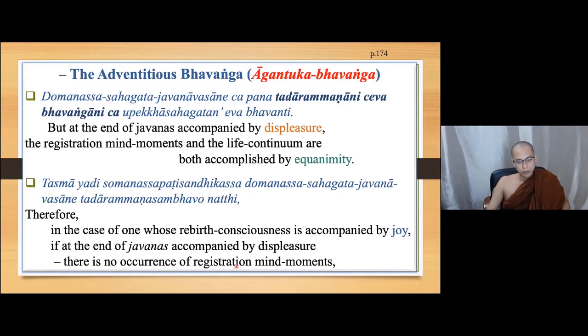So if the registration arises, the registration accompanied by equanimity must follow, because the Javana is accompanied by displeasure. According to this law, the Dhararamana following the Javana accompanied by displeasure must be equanimity registration. But if the registration of equanimity arises after that, there will be bhavanga.